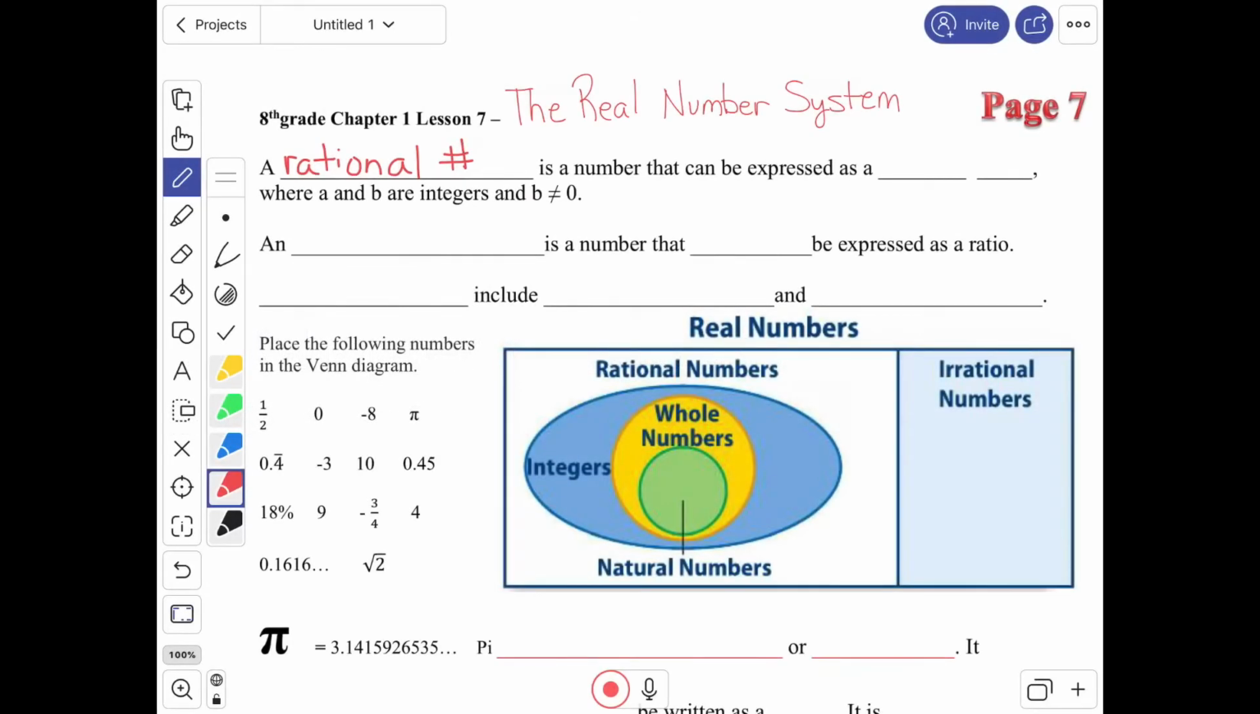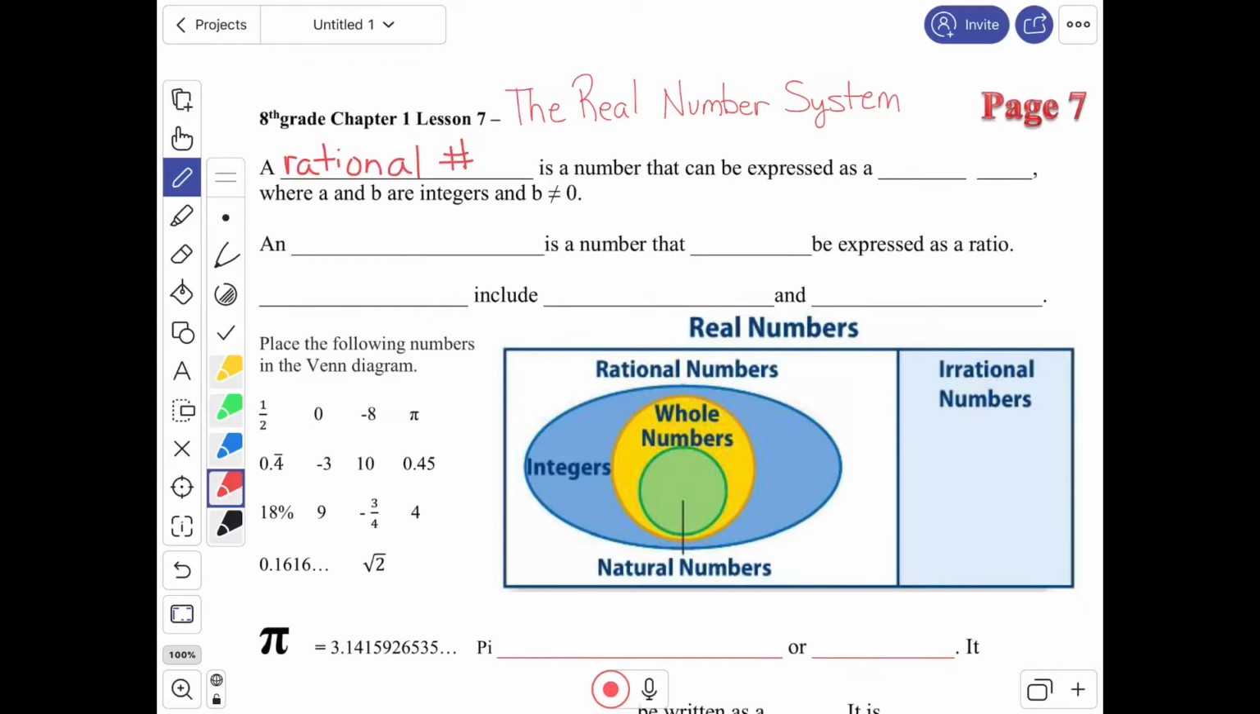Today we're covering 8th grade, Chapter 1, Lesson 7, the real number system. And yes, there is a number system that's not real. It's actually called imaginary. But I'm going to let your high school teacher discuss that with you. We're just going to stick with real numbers.